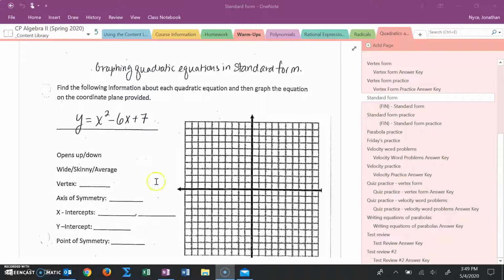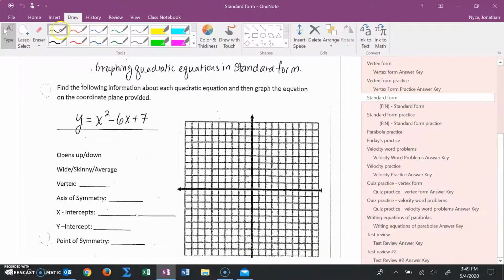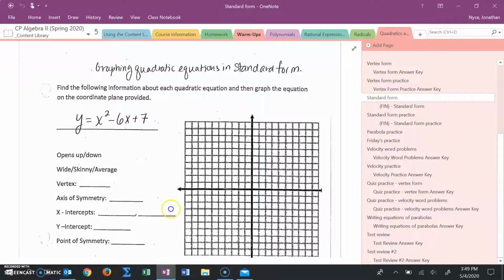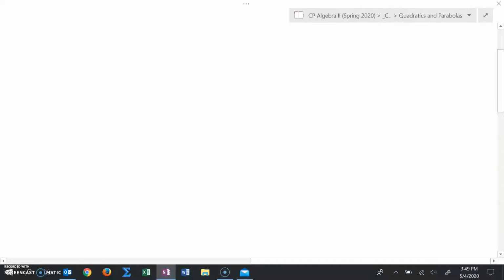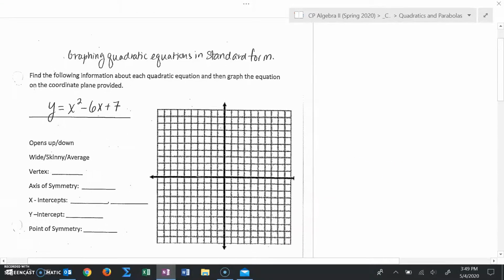Today we're going to look at graphing a quadratic equation that's written in standard form. Standard form would be if the equation is written as y equals ax squared plus bx plus c.